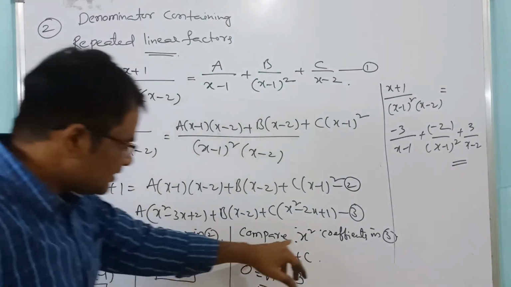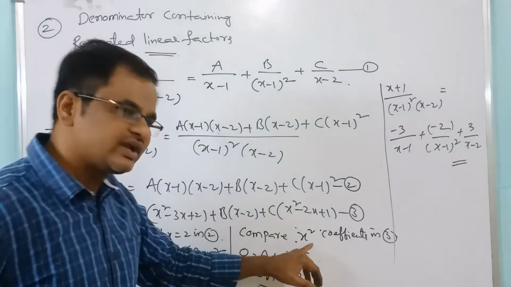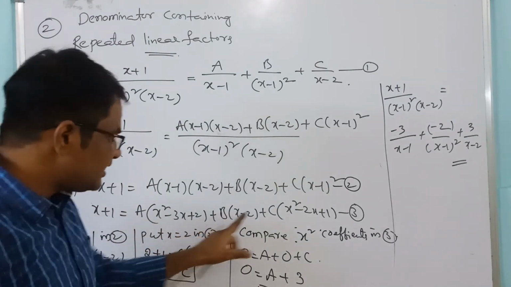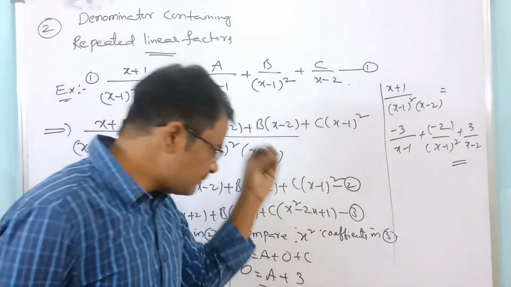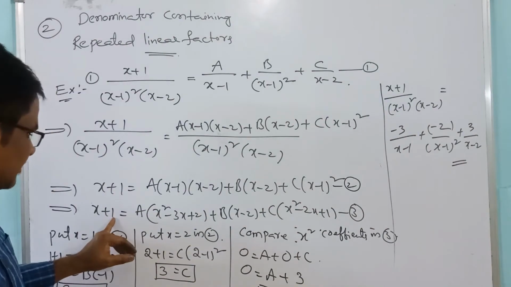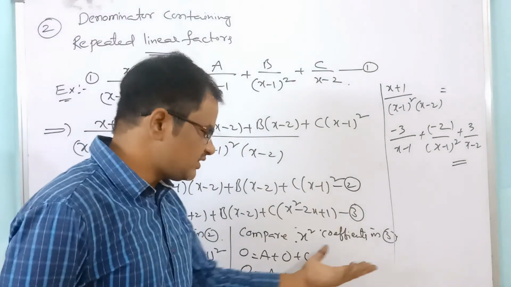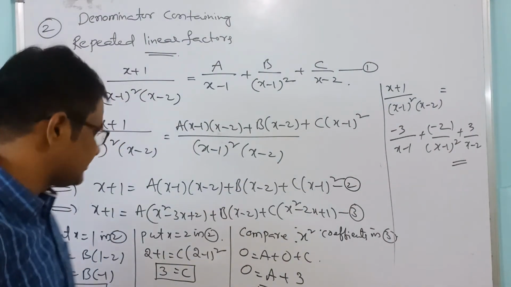Now this one, by comparing the x coefficient also you can do. If you compare the x coefficient, here it is 1, here minus 3a, here b, here minus 2c. And comparing the constant terms also, here the constant term is 1, here 2a, here minus 2b plus c. Anyone you compare, then you will get the a value.